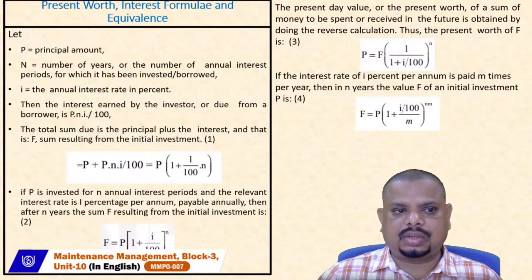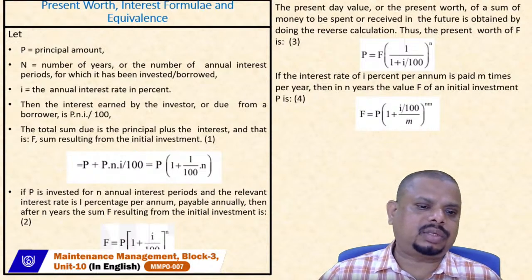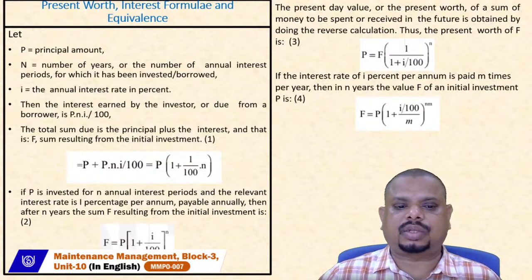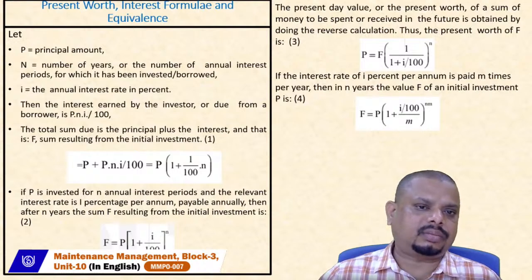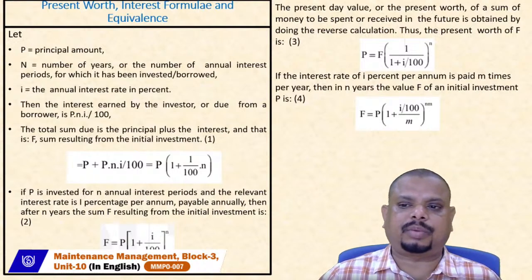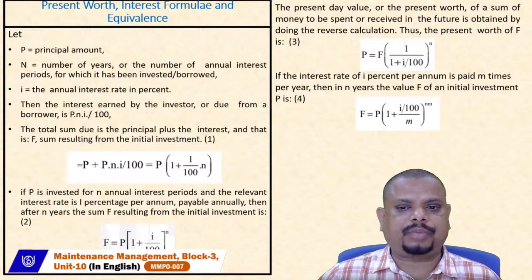So in this way, with the help of equation 1, equation 2, equation 3 and equation 4, you can easily calculate the present worth and the rate of interest applicable over the period m and the number of years n.